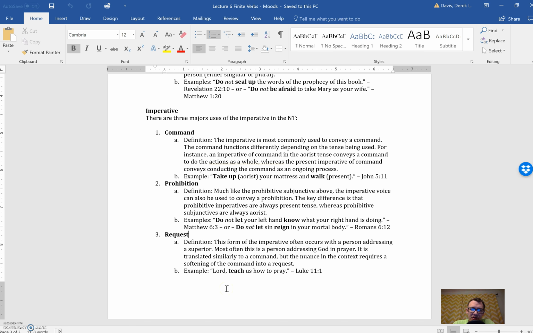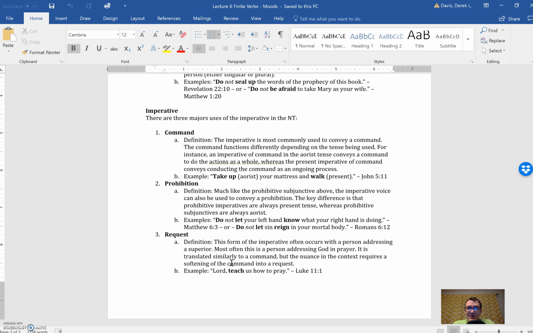This is whenever something is being spoken to a superior. So, a character to a priest, or in this case from Luke 11:1, the disciples asking Jesus, "Lord, teach us how to pray." So this is in the imperative, but they're not commanding Jesus, they're more requesting it of him. It's a little bit softer. So, Lord, teach us how to pray. This would be called an imperative of request.